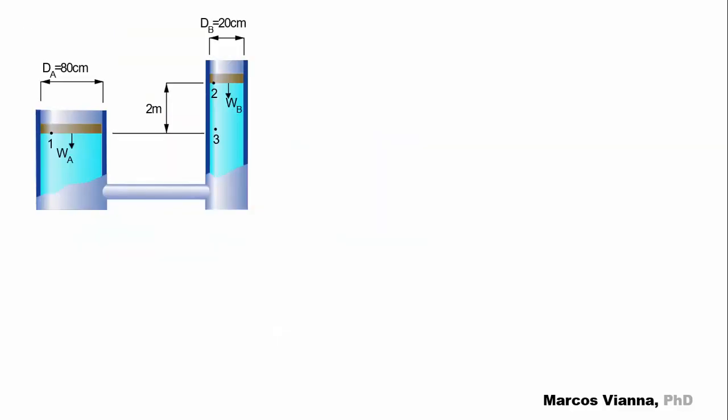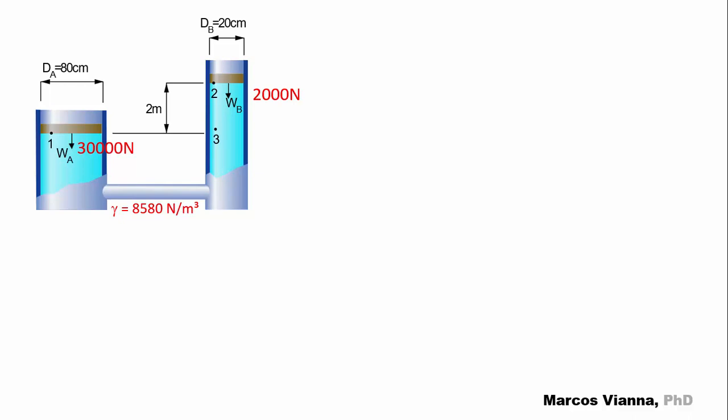In the device shown in this figure, the weights of the pistons A and B are 30,000 newtons and 2,000 newtons, respectively. The liquid inside the device is oil, and the specific weight is 8,580 newtons per cubic meter. What should be done to equilibrate the system?